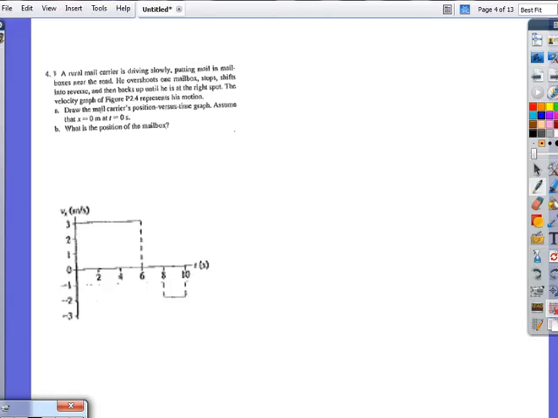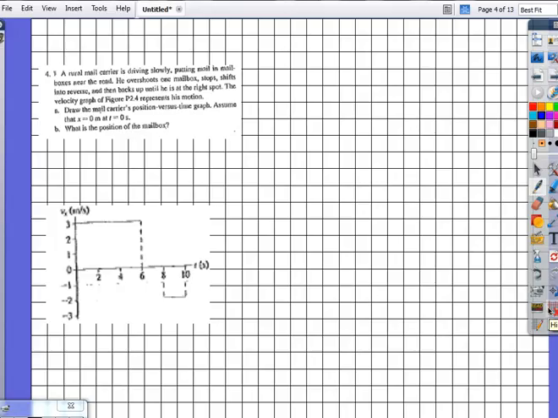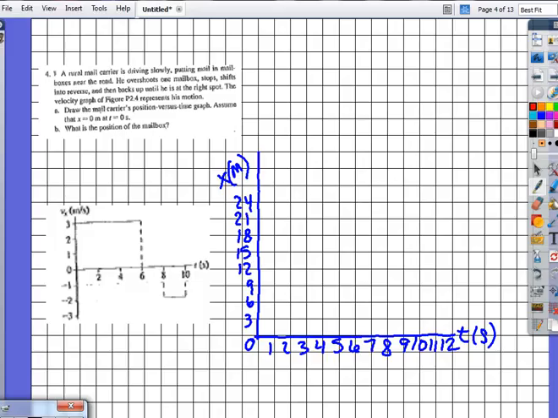So the first thing I want to do is get my axis labeled. Okay, so you can see here I went up by 3s on my axis. That is because for 6 seconds I go 3 meters per second. So I need to show on my position graph a slope of 3 over 1 for 6 seconds. So I'm going to go from here. Since it tells me I can assume that everything is starting at 0, that's why I'm starting here. I'm going to go up 3 over 1, up 3 over 1. And I'm going to keep doing that until I get to 6 seconds.